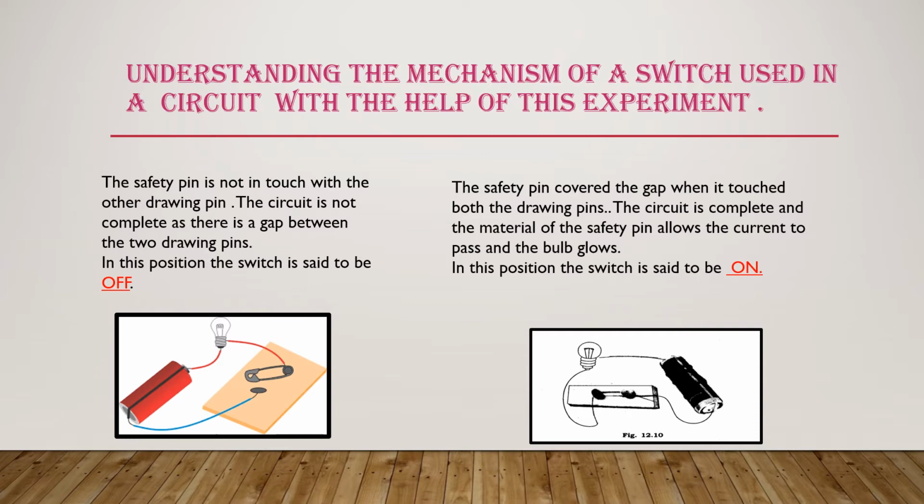Now children, when you switch on the switch in your homes, what happens? Like here you can see the safety pin is touching both the drawing pins and there is no gap. In the same way, like the safety pin, the switch also covers a gap and it is on and the appliance can work because the current is ready to pass. The current is flowing.